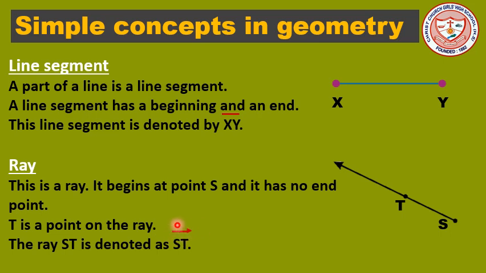Alright, so why is the symbol like this? Because ray has a fixed point. It begins at a point that is fixed, but it has no end point. That is why the arrowhead is drawn here. Alright.